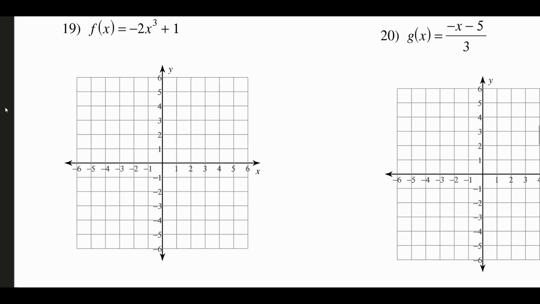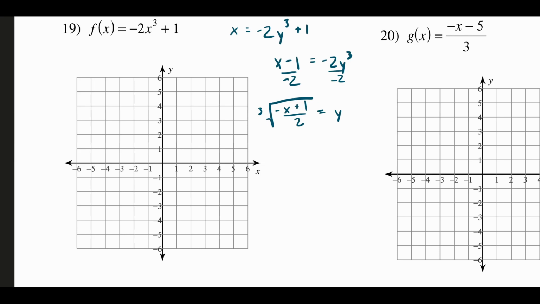Now number 19, we have f of x equals -2x cubed plus 1. Solving for y, once I switch those variables, we have x equals -2 times y cubed plus 1. Start by subtracting 1 from both sides, and that's going to equal -2 times y cubed. Then I'll divide both sides by -2, which I don't necessarily want this -2 in my denominator, so I'll write this as -x plus 1 over a +2 equals y cubed. Taking the cube root of both sides, I'll get that the cube root of -x plus 1 over 2 equals the inverse of f of x.